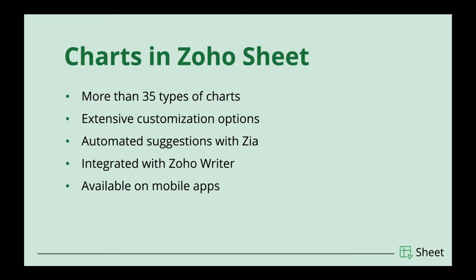And Zoho Sheet is integrated with Zoho Writer in such a way that you can simply copy and paste a dynamic live chart from Sheet to Writer. Zoho Sheet is also available on mobile devices for both iOS and Android, so you can create and customize charts on the go using your smartphones and tablets as well.